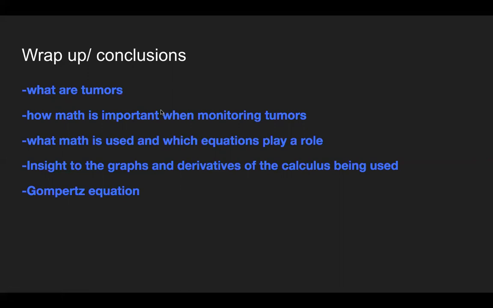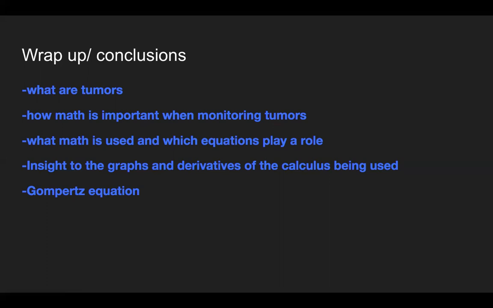So we learned what tumors are, how math is important in monitoring tumors, how math is used when equations play a role, insight to the graphs and derivatives on the calculus being used, and the Gompertz equation. So once again, tumors, we know now, are an abnormal mass of tissue that result when cells divide more than they should or do not die when they should, resulting in a clump of cells that, when cancerous, spread to other parts of the body, resulting in more cancerous cells, which could result in death. Benign tumors are cells that are not cancerous and could be removed easily and do not come back.